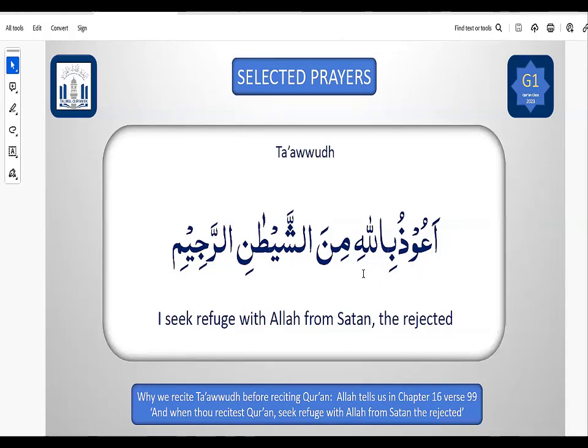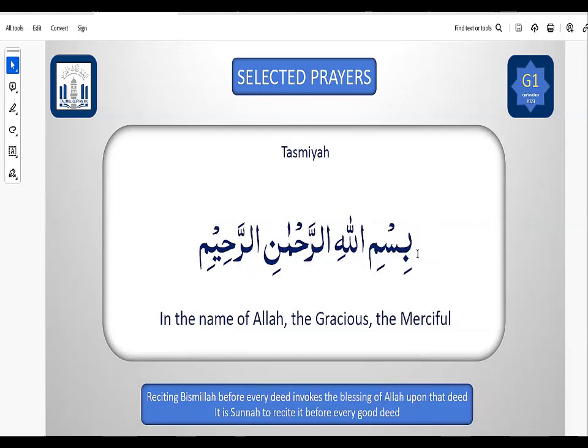أعوذ بالله من الشيطان الرجيم. Well done. And the translation, please. I seek refuge with Allah from Satan, the rejected. Well done. And Tasmiyah, I'll put it on the screen. Bismillahirrahmanirrahim. Well done. And the translation. In the name of Allah, the Gracious, the Merciful.